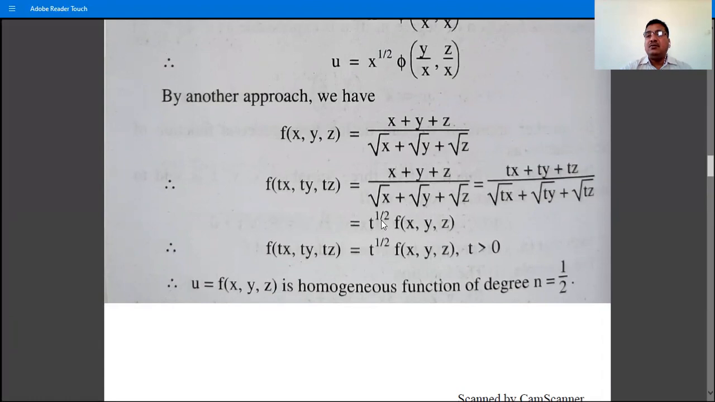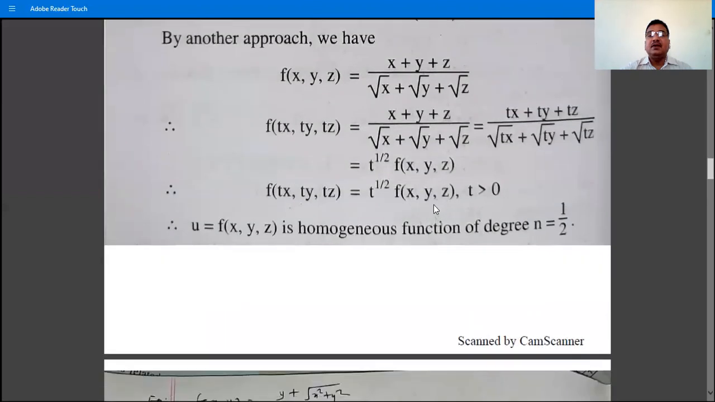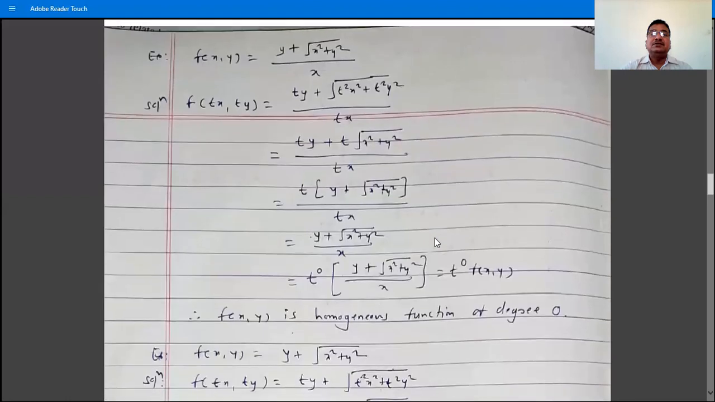So t divided by root t is t raised to half, and the remaining is the function of x, y, z, and therefore we can verify that the function f(x, y, z) is a homogeneous function of degree half. So, some examples.